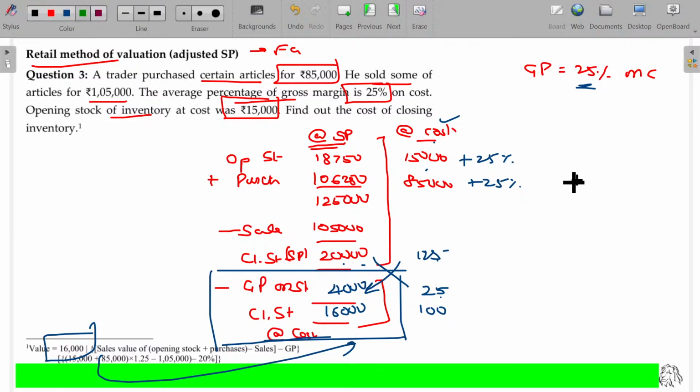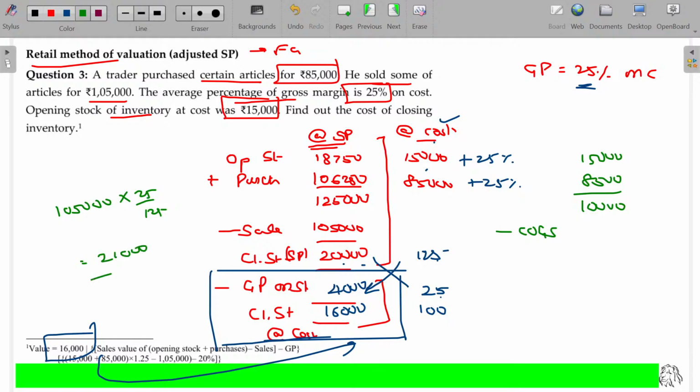Why not this way, sir? Opening stock 15,000, purchases 85,000, overall value being 1 lakh, minus cost of goods sold. 1,05,000 is the sale value. To find out the cost of goods sold, you have to remove the profit, which is 25 by 125. 21,000 is removed. If I remove this, 84,000 will be the value. So this is 1 lakh, and 84,000 is removed. Then you get closing stock of 16,000. You'll get the same answer. But the format that you have to follow is this one.